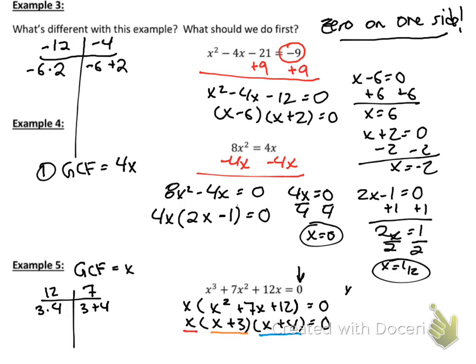So our 3 solutions are either x equals 0, x plus 3 equals 0, or x plus 4 equals 0. And if we just take the extra step and solve these last 2, we find out that means either x equals -3 or x equals -4. So I will circle the 3 final answers for this problem.